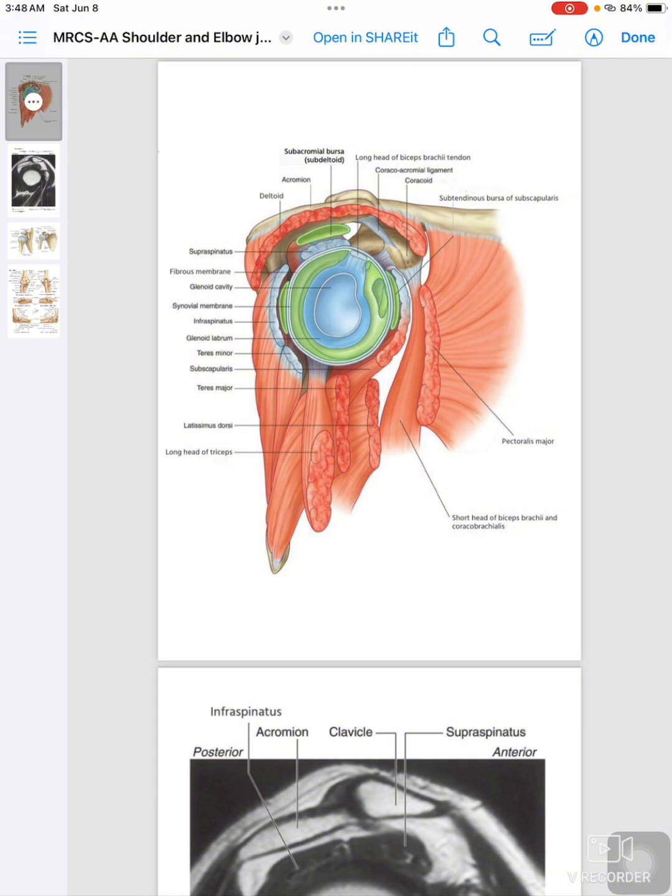Movements of the shoulder joint involve flexion, extension, abduction, adduction, and medial and lateral rotation. Flexion is produced by the anterior part of deltoid, pectoralis major, biceps and coracobrachialis. Extension occurs due to the posterior deltoid, teres major, and latissimus dorsi. Adduction occurs due to pectoralis major, latissimus dorsi, teres major, and coracobrachialis.